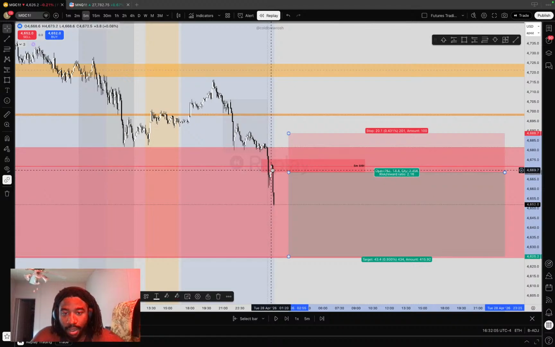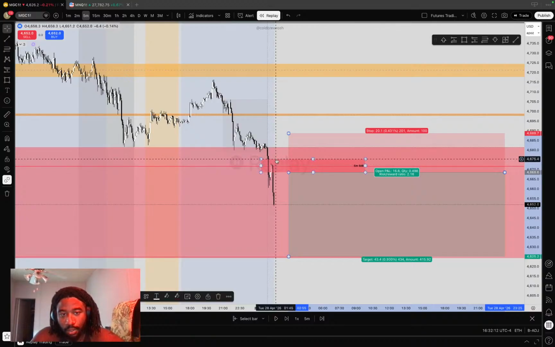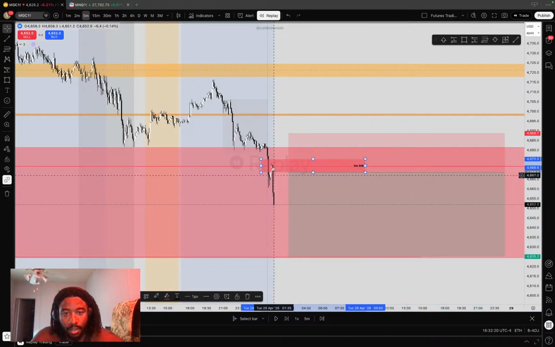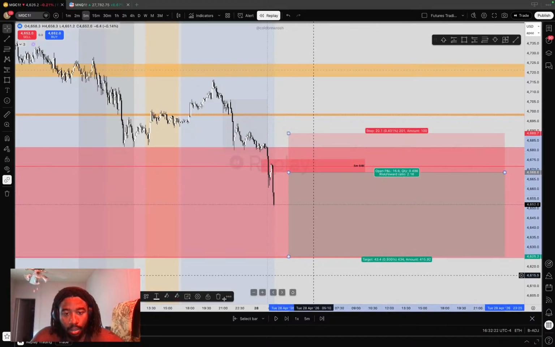My trade was not invalidated by it closing above the 50%. My trade would have only been invalidated if it closed above the SIBI entirely and then created an inversion fair value gap as a result of it closing above there on the 5-minute. It didn't. I ended up taking a 4-point loss, which was literally nothing.